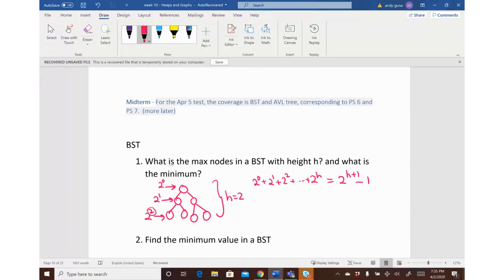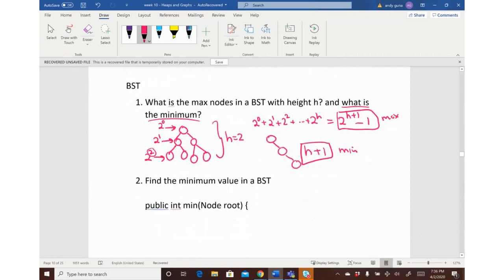And what is the minimum number of nodes in a BST of height h? Okay, it's h plus 1. That's correct. So the minimum would be the worst case scenario where you have the height h. That means the number of edges is h. The number of nodes is 1 more than that. So the minimum is h plus 1. The maximum is 2 to the h plus 1, minus 1.